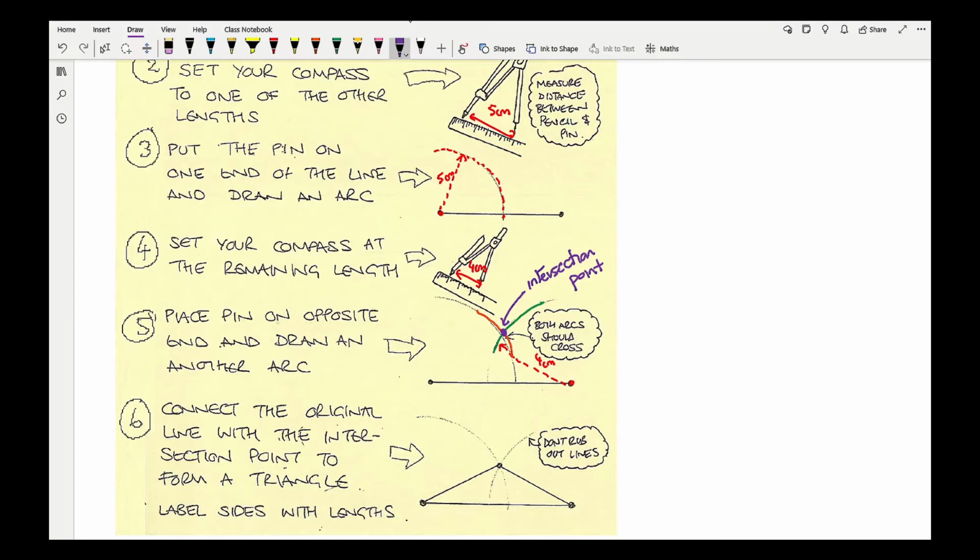Now, once you've got your intersection point, what you've got to do is just join the opposite ends of the baseline to that particular point to form a triangle. And again, do not rub out your projection lines, because again, that acts as your working out. So please do not do so. Doesn't matter how messy it looks. If it's right, don't rub it out.